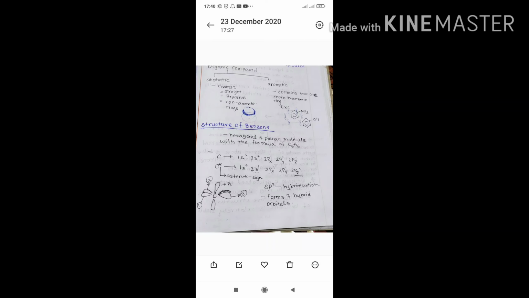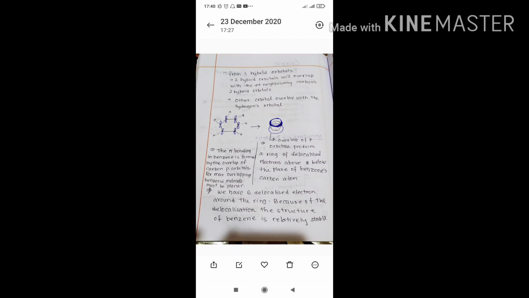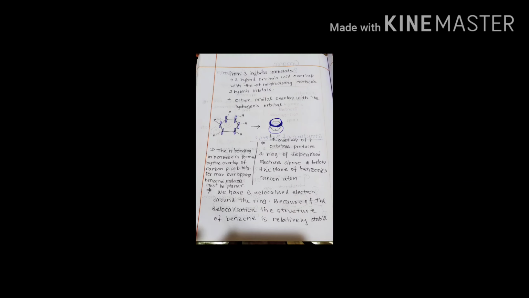Benzene has a hexagonal and planar molecule with the formula of C6H6. And if we now talk about the hybridization of the carbon atoms in benzene, it is sp2 hybridized. We could see when a carbon atom is excited, what happens? The electron in the 2s2 orbital goes to 2pz. And now we could see that from 3 hybrid orbitals, 2 hybrid orbitals will overlap with the neighboring carbon atom and the other orbital will overlap with the hydrogen's orbital.